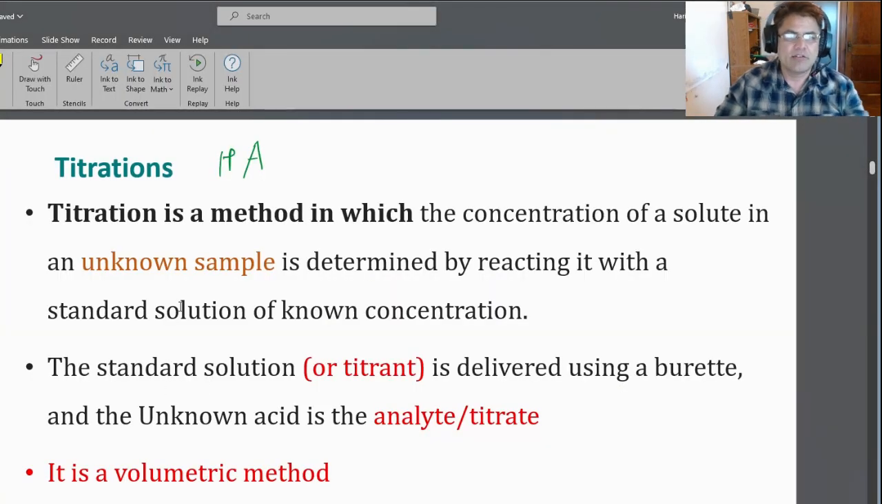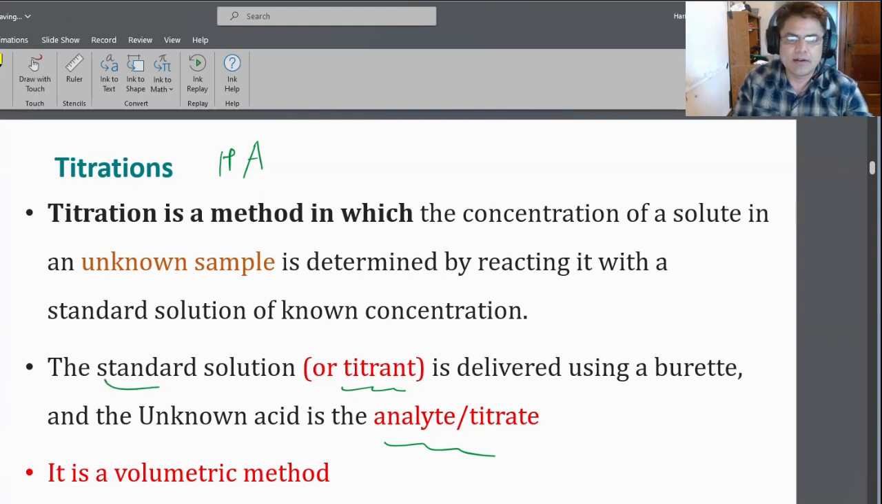That is your titration. That's the method of titration: finding the concentration of the unknown with the help of the concentration of a known one after the reaction between them. The standard solution, delivered using a burette, is the known solution, the titrant. What you have in the flask is the analyte, or titrand, because we will use the burette and the flask here.